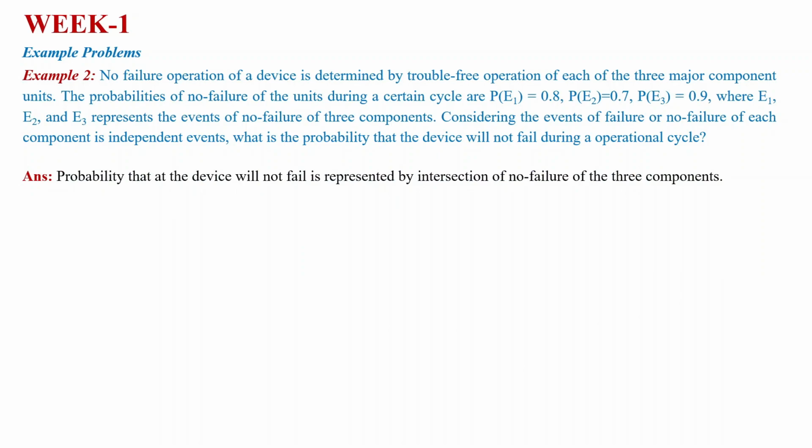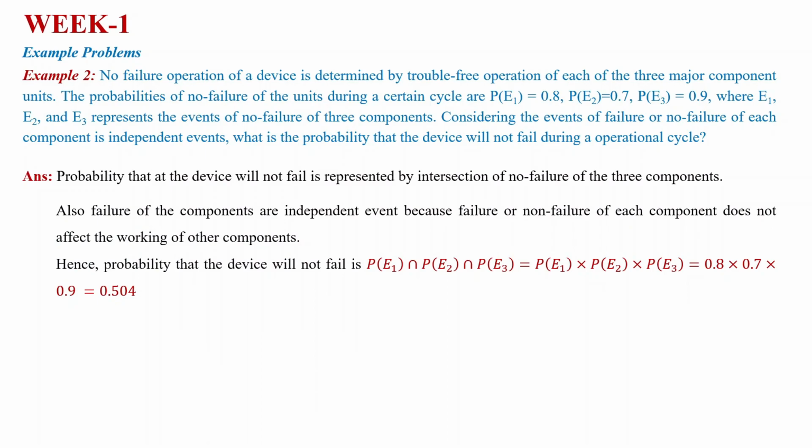So the probability that the device will not fail is represented by the intersection of no failure of the three components. Also, the failures of the components are independent events because failure or non-failure of each component does not affect the working of other components. Hence, the probability that the device will not fail is P(E1) intersection P(E2) intersection P(E3), because working of the device depends on the working of each individual component. So the probability is equal to P(E1) multiplied by P(E2) multiplied by P(E3), that is equal to 0.504. Then the probability that the device will not fail during an operation cycle is 0.504.